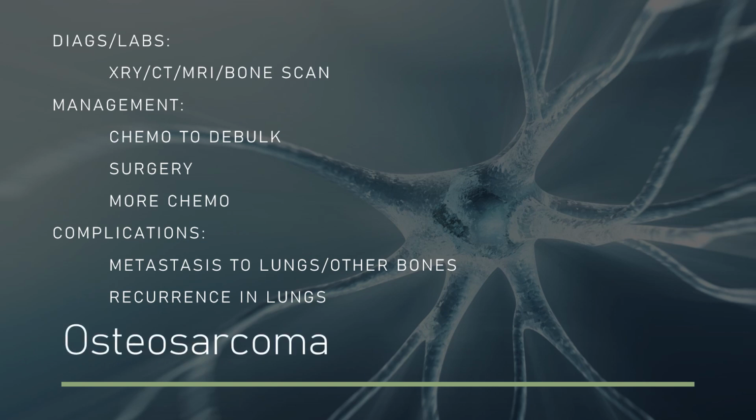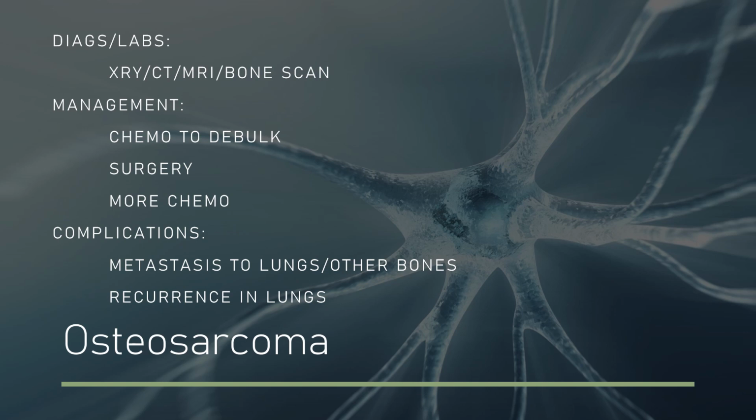The diagnostics and labs we do to prove osteosarcoma are bone scans, MRIs, CTs, and X-rays. And then it is managed by giving chemotherapy that's used to basically debulk or shrink the tumor down so that it is easier to remove surgically. And then they can do surgery to remove it. Sometimes they have to amputate limbs completely, and then after the surgery has been performed, they give more chemotherapy to prevent recurrence and to treat for any metastasis.